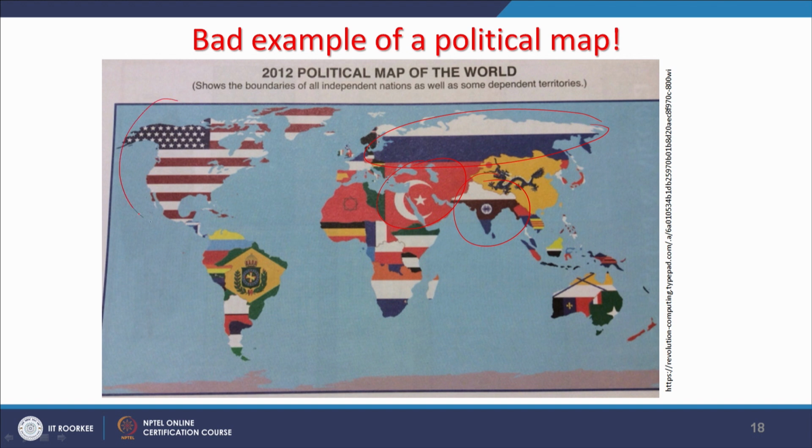Similarly here for USA and Canada and the North Pole region and other things, they have shown everything in the American flag. So again it does not look very nice. So it is another bad example of a map.